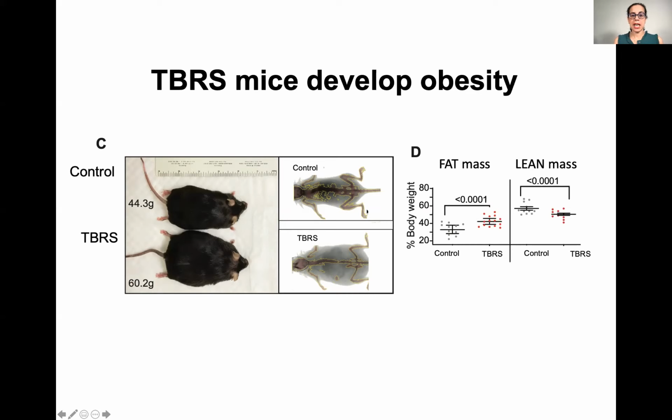This is a CT scan of the mouse. And you can see all of this in gray is the fat tissue and abdominal fat. And you can see that there is a lot of fat being developed in those TBRS mice, and this is at the expense of lean tissue. So something in TBRS is changing the shift between fat production and lean mass production, which is like other cells like muscle and bone.